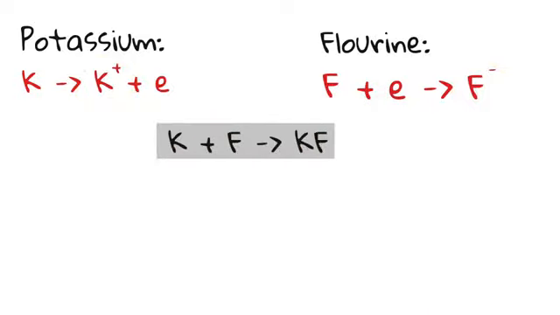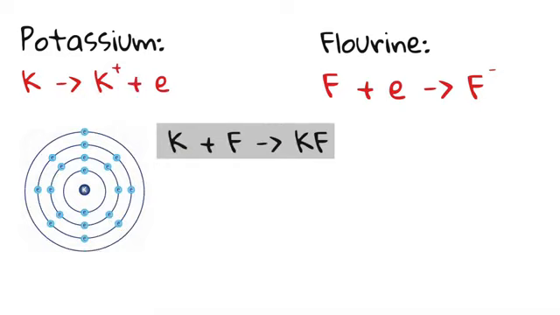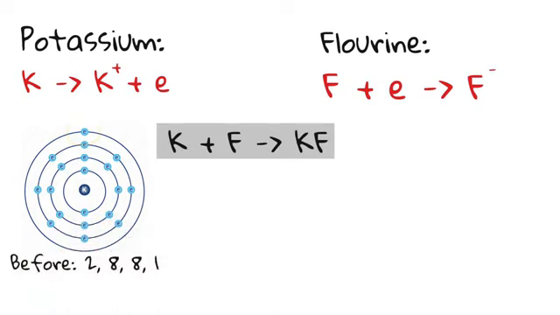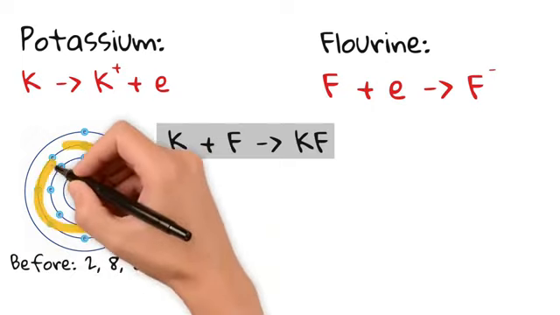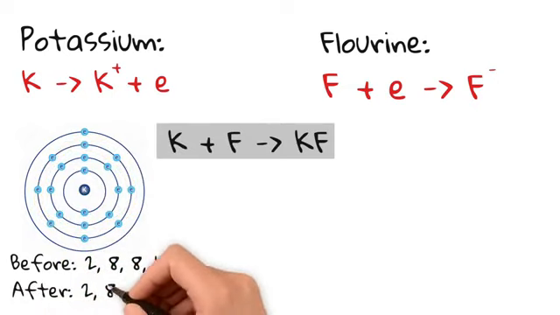Now let's look at the electron configurations. Potassium is in period 4 and group 1. That means it has 3 fully filled shells and its outermost shell has 1 valence electron. So its configuration is 2, 8, 8, 1. After losing 1 electron, the fully filled shell underneath is exposed. Its electron configuration therefore is 2, 8, 8.